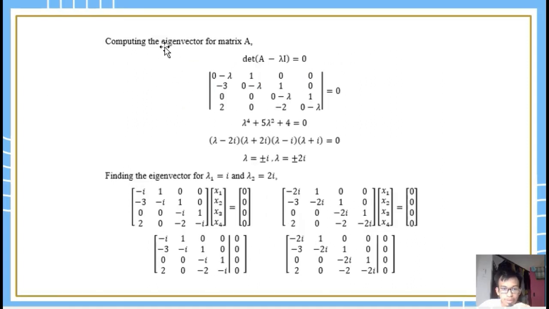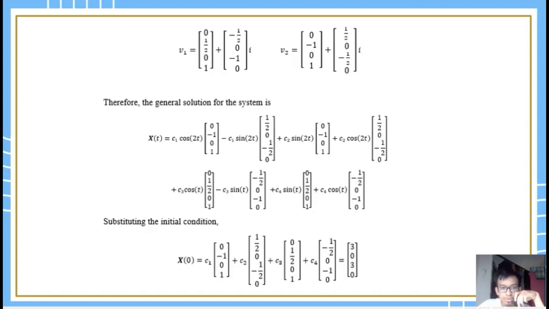We need to compute the eigenvectors for the matrix A, and in order to do so, before we compute the eigenvectors, we need to compute the eigenvalues first. We subtract lambda from the diagonal, and we get the polynomial, and then we factor the polynomial in this form, and we get lambda equal to plus or minus i, and also lambda equal to plus or minus 2i. Then we need to compute the eigenvectors for lambda equal to i and lambda equal to 2i. This one is lambda 1 equal to i, and this one is lambda 2 equal to 2i. Then we make the augmented matrix from the system.